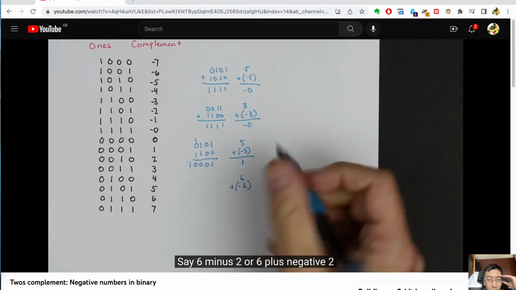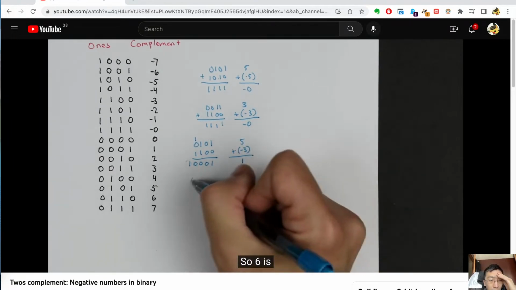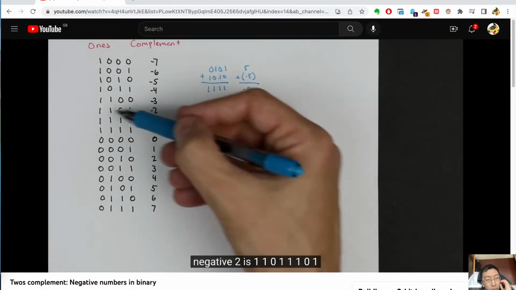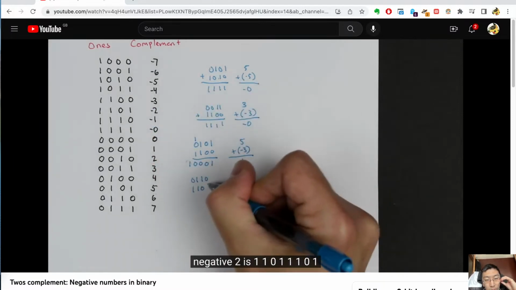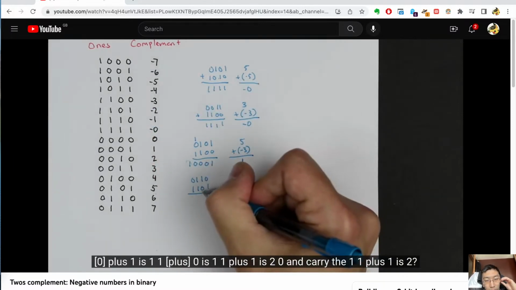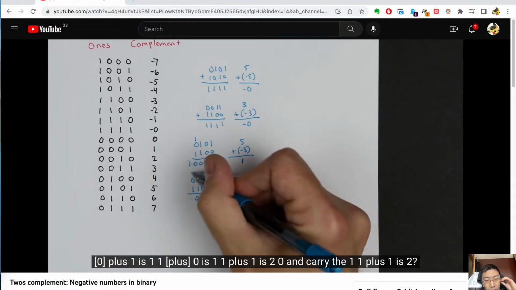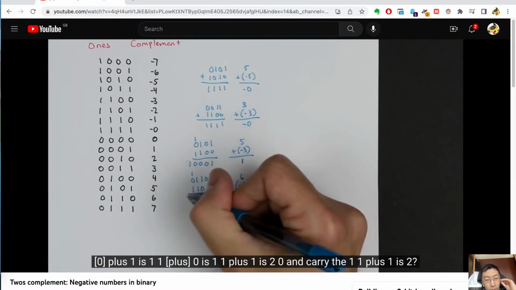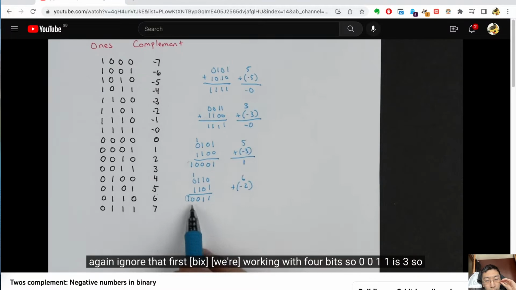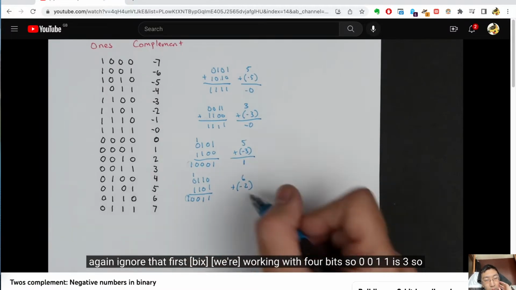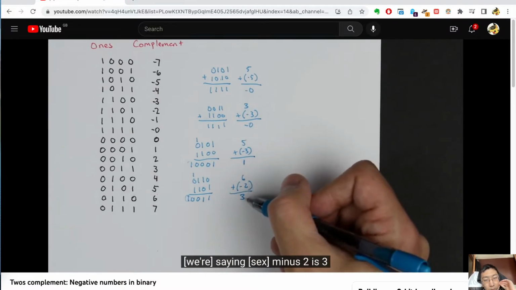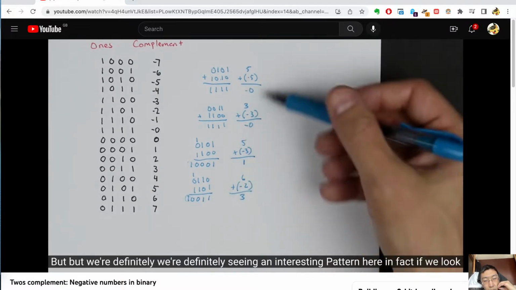Let's see what happens if we do, let's say, 6 minus 2, or 6 plus negative 2. So 6 is 0, 1, 1, 0. Negative 2 is 1, 1, 0, 1. 0 plus 1 is 1, 1 plus 0 is 1, 1 plus 1 is 2, put a 0 and carry the 1, 1 plus 1 is 2, put a 0 and carry the 1. Again, ignore that first bit, because we're working with 4 bits, so 0, 0, 1, 1 is 3. So we're saying 6 minus 2 is 3. Close, but we're definitely seeing an interesting pattern here.